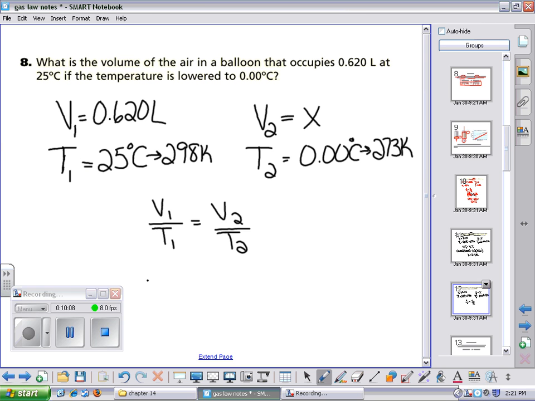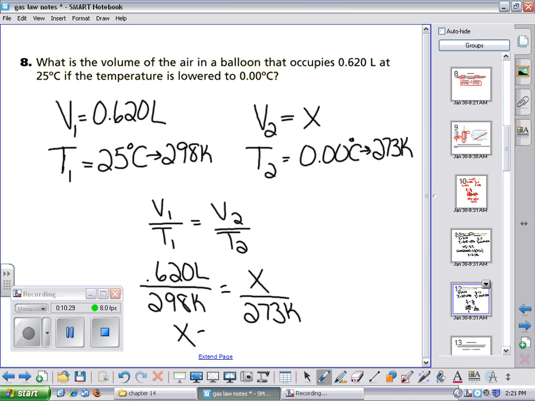I'm going to plug my numbers in. 0.620 liters over my volume. Make sure you always put the Kelvin temperature in, never the Celsius temperature. You'll get the wrong answer. We don't know the new volume, and 273 is the new temperature. So you cross multiply, solve for that x, and you determine that x, and we only need 2 sig figs, because this number, wait a minute, 2 sig figs, let's see. We're going to need 3 sig figs here.